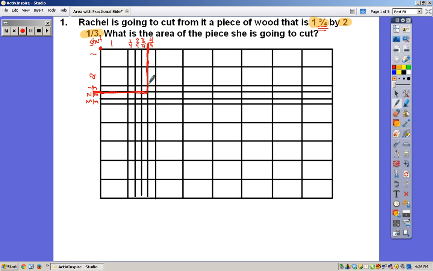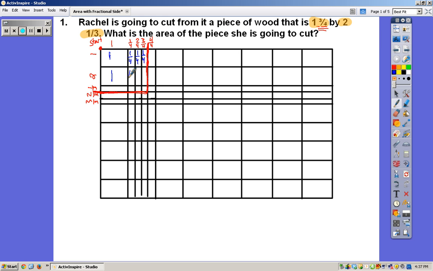Now I need to figure out the area. To figure out the area, I count up the sections inside. This is 1 whole number. This is 2 whole numbers. Rather than counting, I'm just going to say this is 1 whole number and 1 whole number here. This block right here is 1/4 of a total block. So this is 1/4, 1/4, this is 1/4. We don't count this block because it's outside of our area.